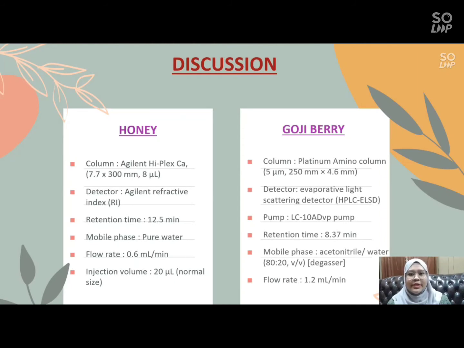The second sample was the goji berry. The sample was directly injected on the platinum amino column. The detector used was the evaporative light scattering detector, which is ELSD. ELSD presents numerous advantages compared to the RI detector, such as sensitivity, stability, and compatibility with gradient elution. After that, the HPLC analysis was carried out with isocratic elution using acetonitrile and water with the ratio 80 and 20. Acetonitrile was chosen because of its strong polarity, at a flow rate of 1.2 ml per minute. The mobile phase was degassed by the ultrasonic bath.